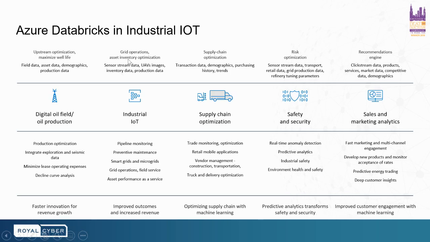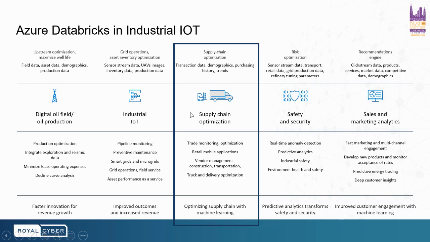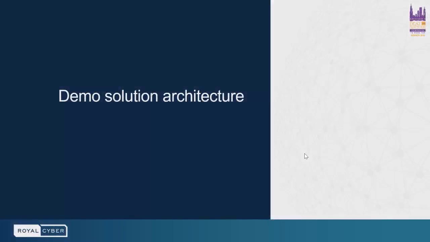In the industrial IoT world, it is used to do supply chain optimization. So by looking at the transaction data, demographics, purchasing history trends to derive trade monitoring, optimization, retail mobile applications, vendor management, and truck and delivery optimization. Now let's go through a live demo of this solution architecture.